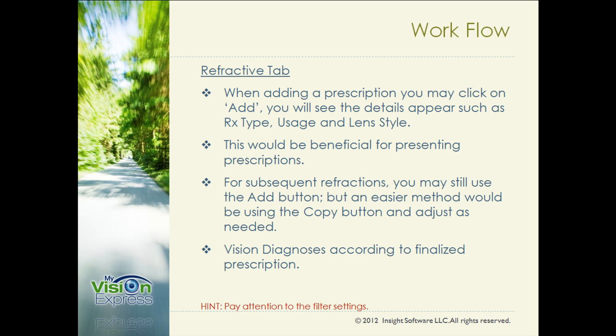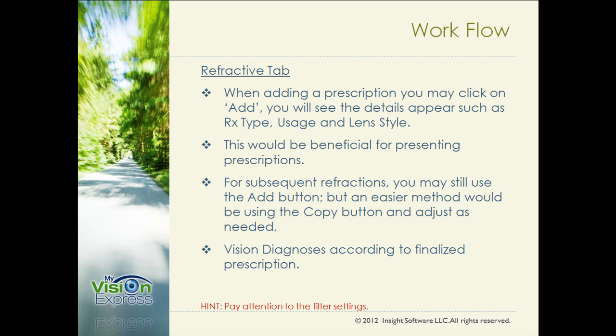I'm going to start off with the refractive tab. So when adding a prescription, you may click on Add. You will see the details appear, such as the RX type, usage, and lens style. This would be beneficial for presenting prescriptions, especially if you have multiple presenting prescriptions. So at least with the usage and the lens style, you can tell whether it's distance or near or if it's a bifocal or progressive, and also the type of lens style that they're used to.